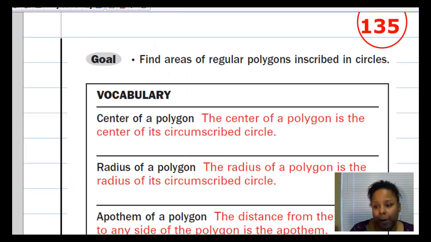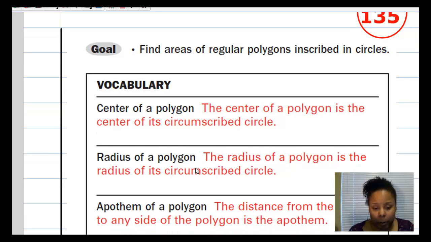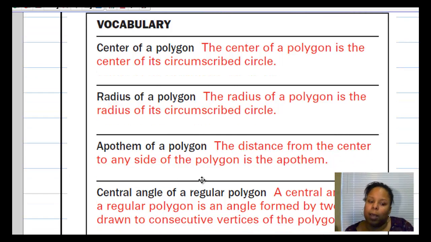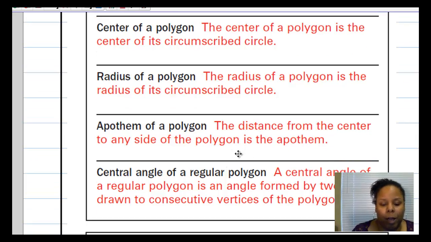On page 135, we have the notes of a regular polygon. And again, the center of the polygon is the center of the circumscribed circle. The radius of the polygon is the radius of a circumscribed circle. The apothem of a polygon is the distance from the center to any side of the polygon, and that's what we're going to be using as the height of the central triangle. And the central angle of a regular polygon is formed by 2 radii drawn to consecutive vertices of the polygon, which is what we've already talked about in the first few minutes of the video.